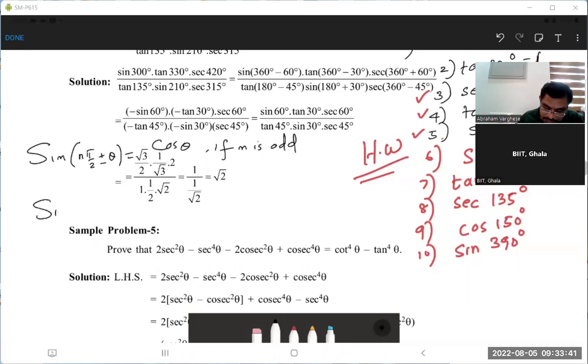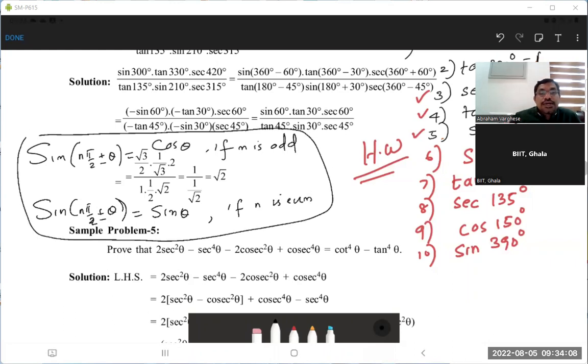And sine of n pi by 2 plus or minus theta is equal to the same sine if n is even. So sine will give a cos if n is odd. Sine theta will be equal to the same function if n is even. So these are the two things you have to memorize.